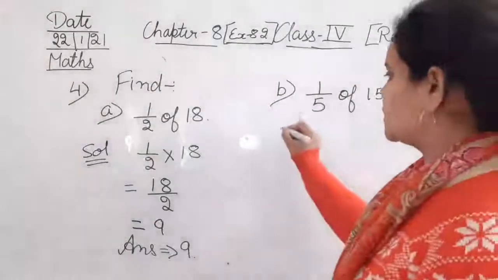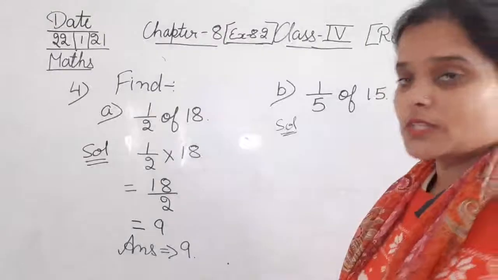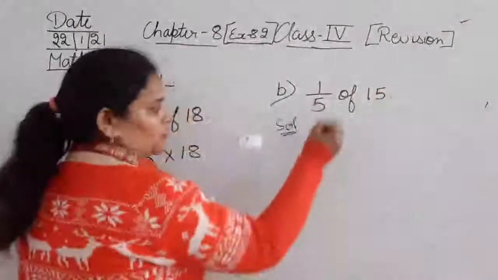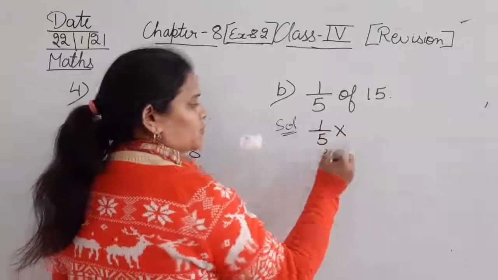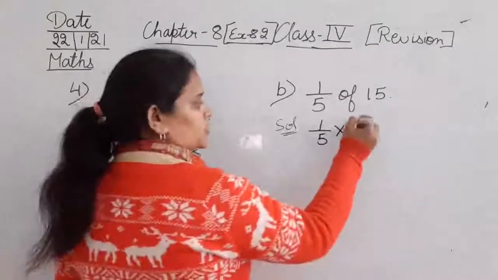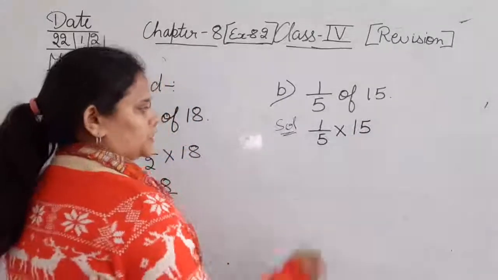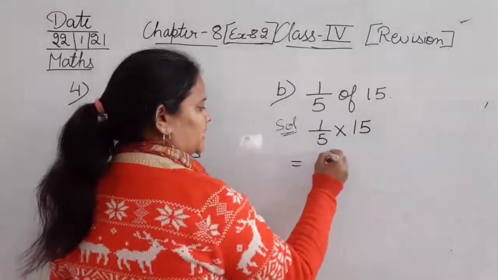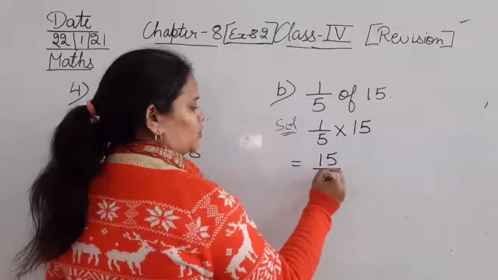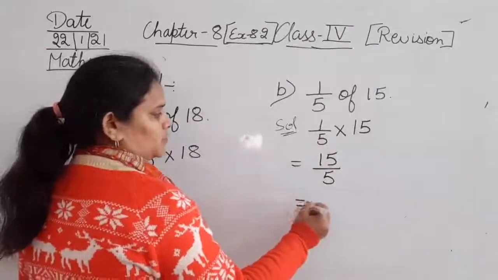Okay, solution. Okay, we will use the same method. So 1/5, that will be same. Of will change into sign of multiplication. 15 will be here. 1/5 of 15. Let's multiply 1 with 15. 1 times 15, that is 15. Denominator 5. So let's divide 15 with 5.